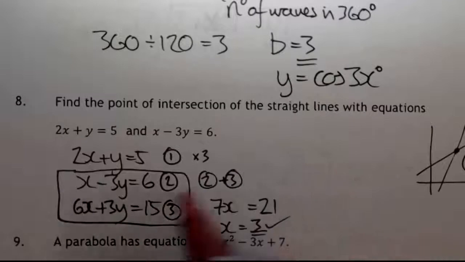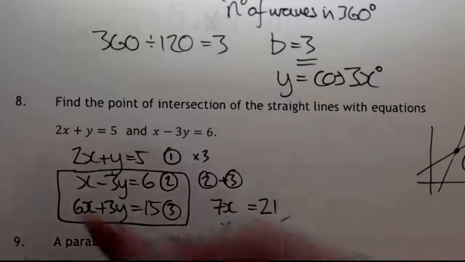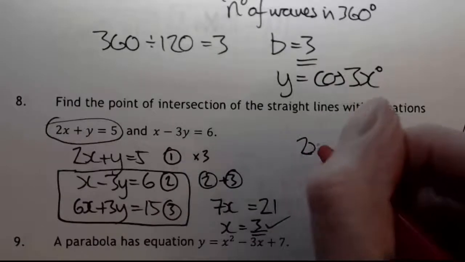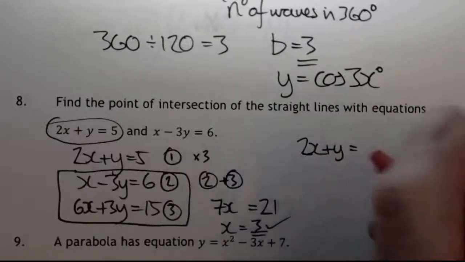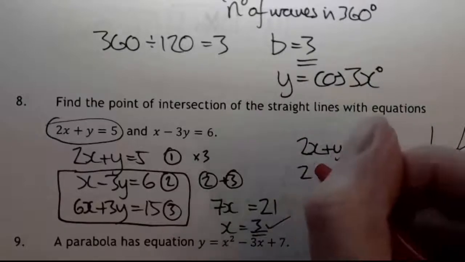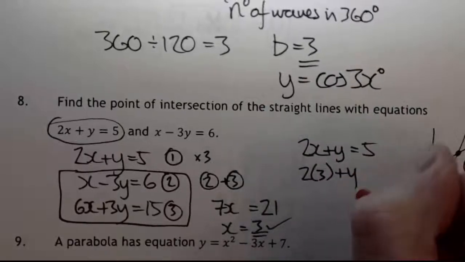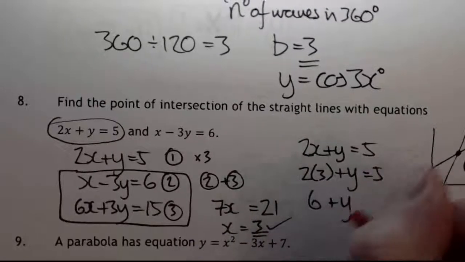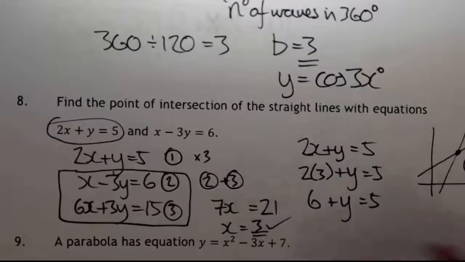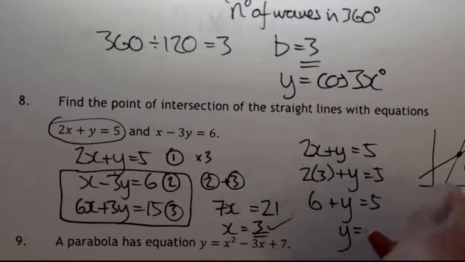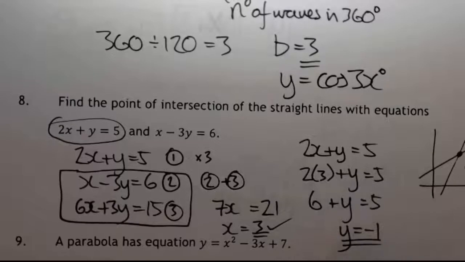So now we can pick one of these to work out what y is. So I'm going to have a wee look at this equation. So first equation is 2x plus y equals 5. So we now know what x is, so we can say 2 times 3 plus y equals 5. 2 times 3 is 6 plus y equals 5. I'm going to take away 6 from this side, so I need to take it away from that side, and that will give me y equals minus 1.